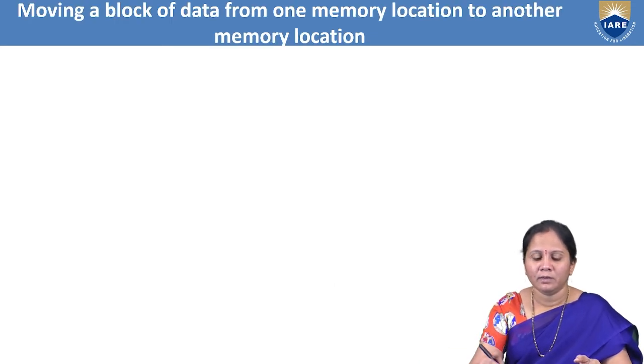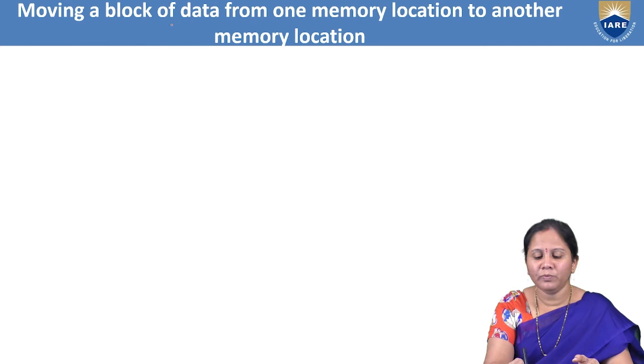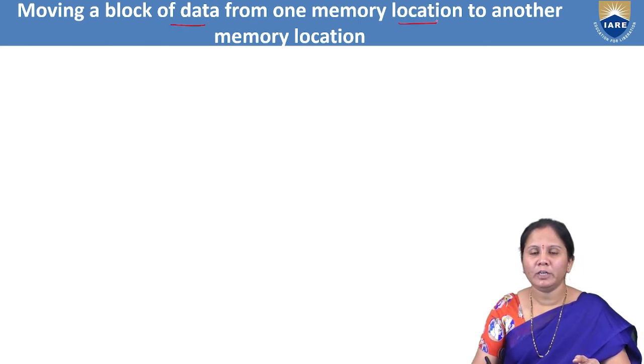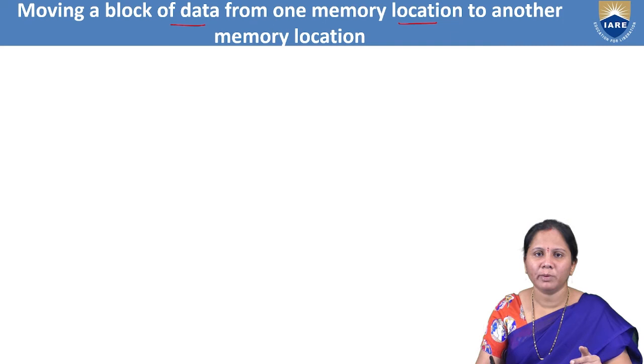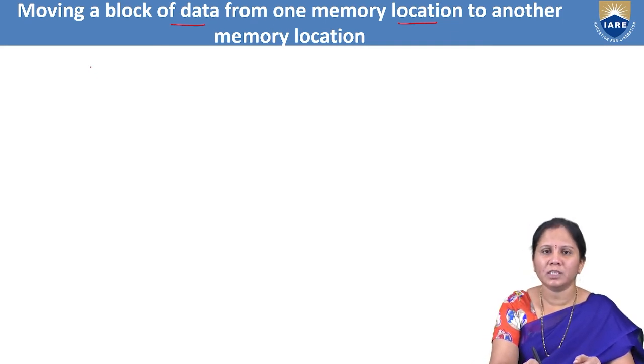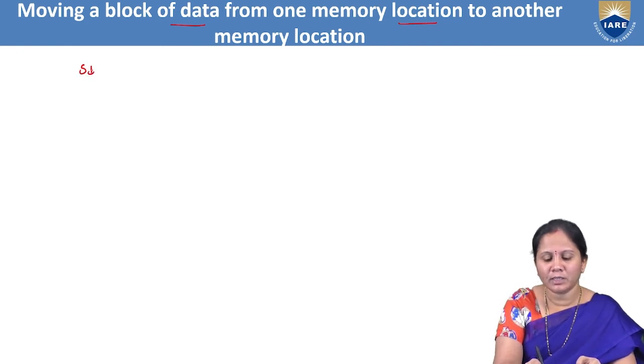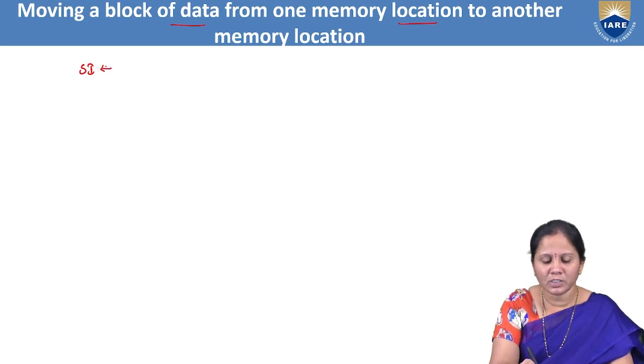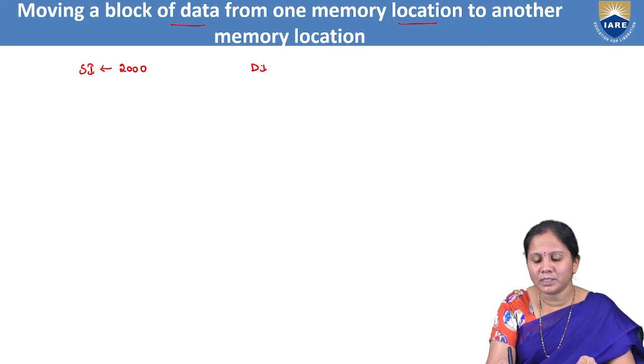And the next string manipulation is moving a block of data from one memory location to another memory location. So here, in order to move a block of data from one memory location to another, we have to initialize two memory location values. Consider the input string we are taking is in the SI register, and that SI register is initialized with a value 2000, for example. And another register, DI, is initialized with a value 3000.